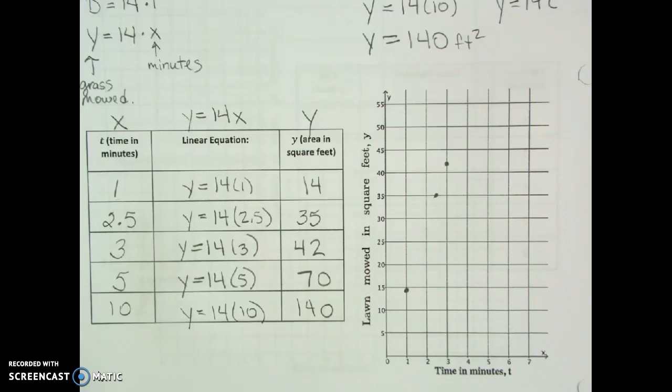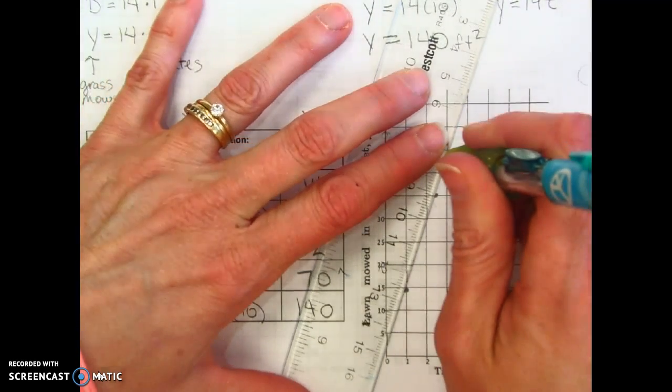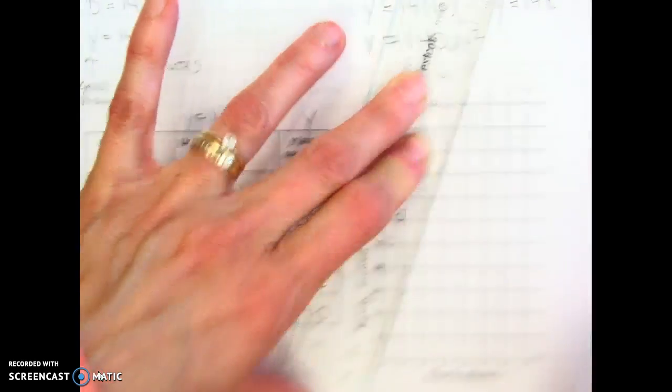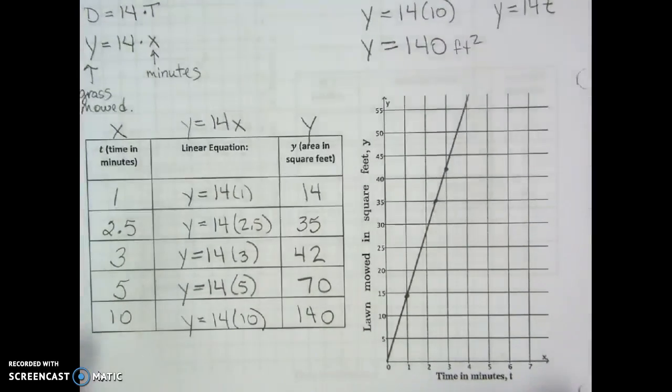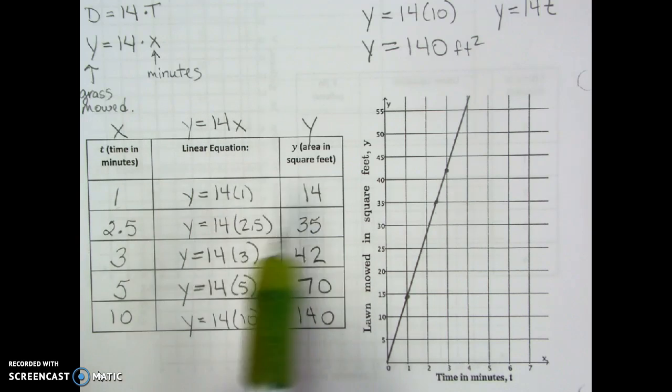Once I have my points plotted, I can draw a line that connects those points that would show me any amount of time. And there will be the graph for this equation and for these coordinate values.